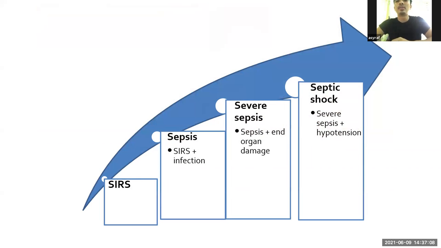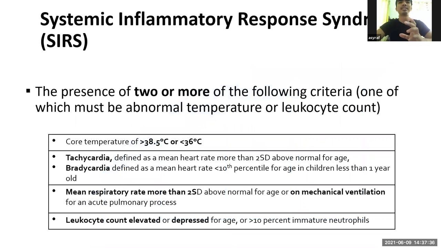So first we have to know that this is a continuum of sepsis. Usually there is SIRS. SIRS is systemic inflammatory response syndrome, and sepsis is SIRS plus infection. Then severe sepsis is when there is evidence of organ damage, and for septic shock, it means that the patient has hypotension.